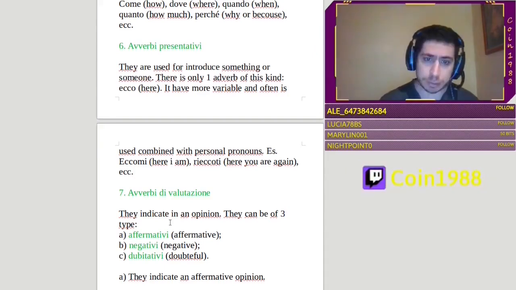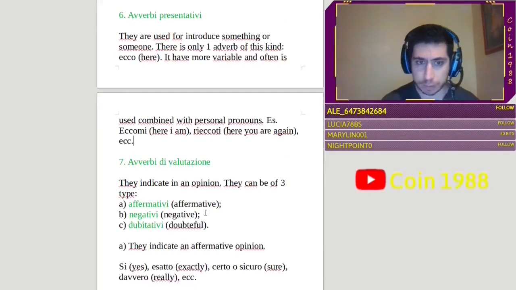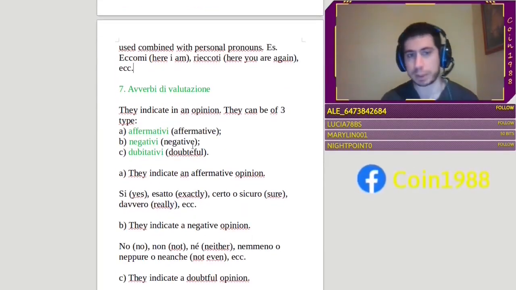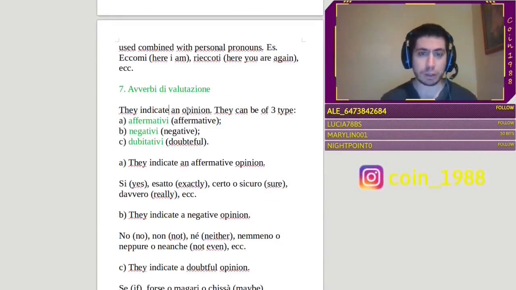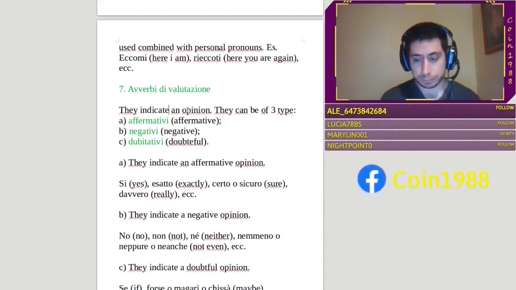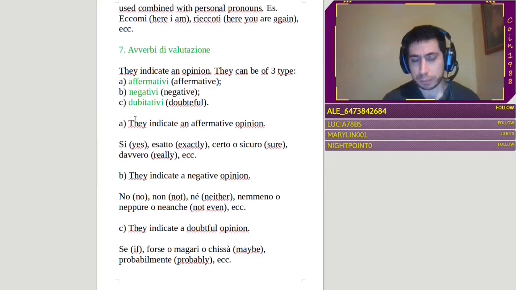The last type of adverb is more complicated than the other ones. They indicate an opinion. They can be of three types: affermativi, affirmative, negativi, negative, and dubitativi, doubtful. The affirmative ones indicate an affirmative opinion.